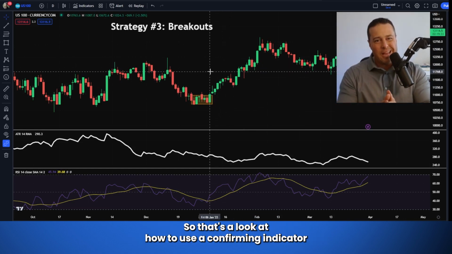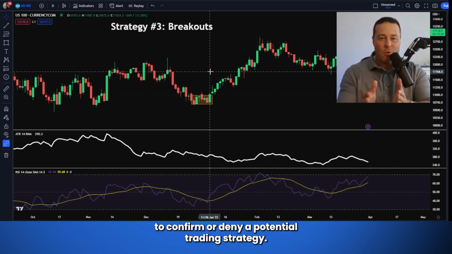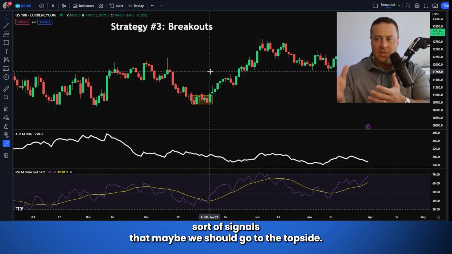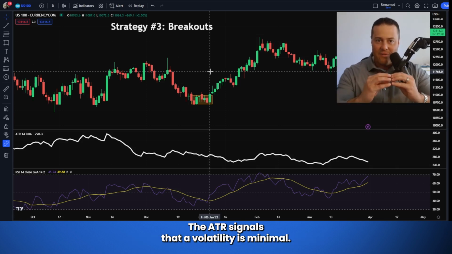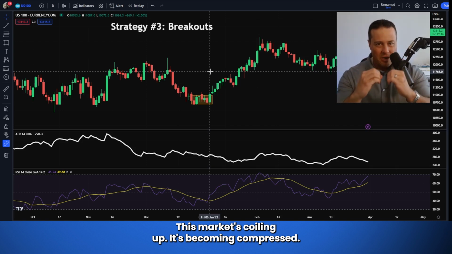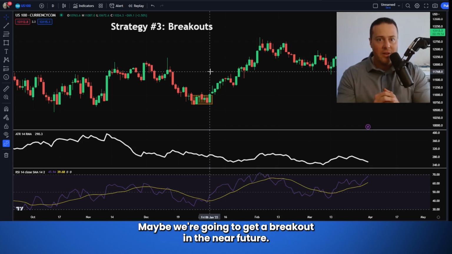So that's a look at how to use a confirming indicator to confirm or deny a potential trading strategy. In this instance, you've got RSI signaling that maybe we should go to the top side. The ATR signals that, hey, volatility is minimal. We're at a reduced level. This market's coiling up. It's becoming compressed. Maybe we're going to get a breakout in the near future.